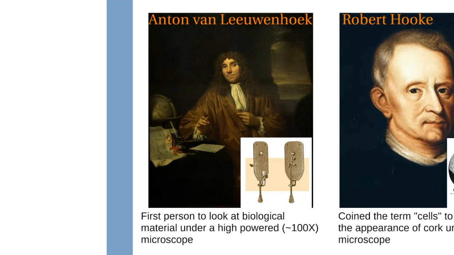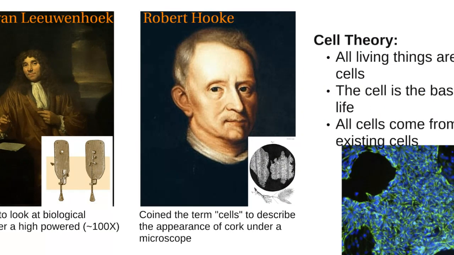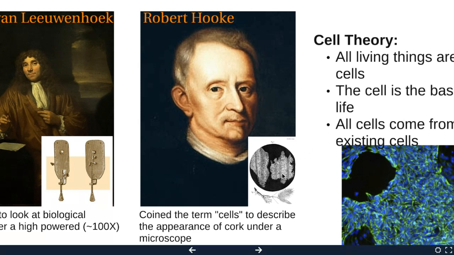So Leeuwenhoek was the first person to look at biological material under a microscope. So he was the first to really use a microscope. And then you had Robert Hooke, who kind of coined the term cells. And he coined them from the appearance of cork under a microscope. To him, it looked like little openings under a microscope.